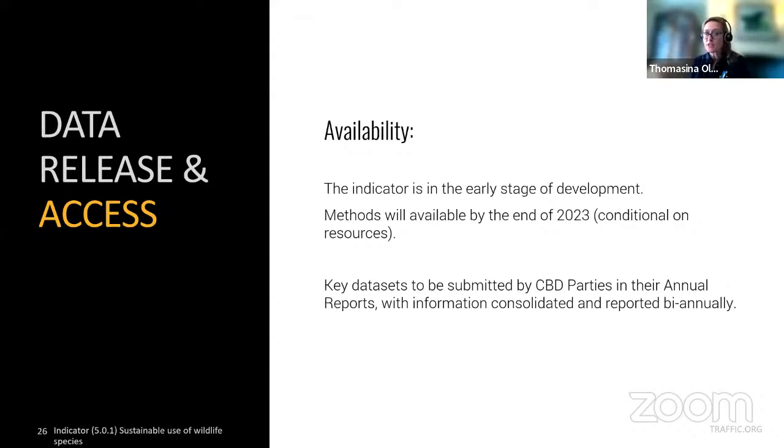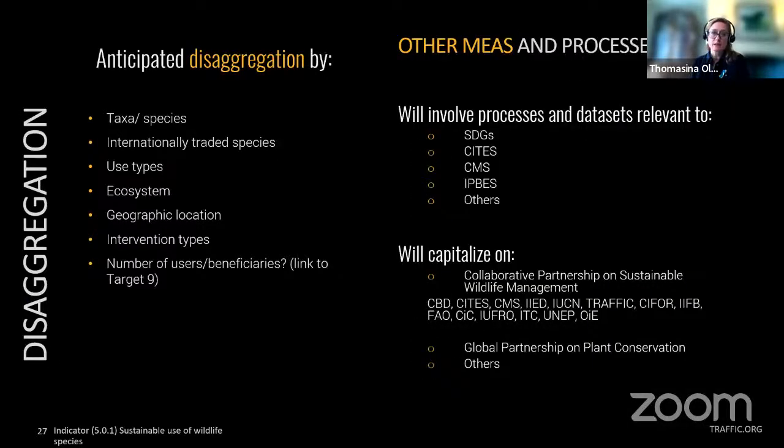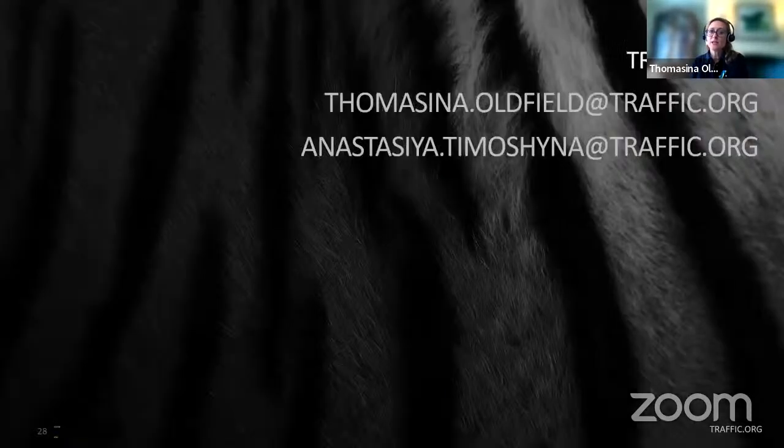I already mentioned disaggregation, trying to build in the ability to look at different cuts and the links to target 9 indicators. It's very relevant to other MEAs and processes, particularly CITES and IPBES, and any follow-ups to the assessment on sustainable use. We won't be able to do this alone. We already have partnerships we intend to capitalise on, particularly the collaborative partnership on sustainable wildlife management that includes CBD, CITES, FAO, IUCN and others, and we welcome interest in involvement in developing this indicator. Next slide, please.